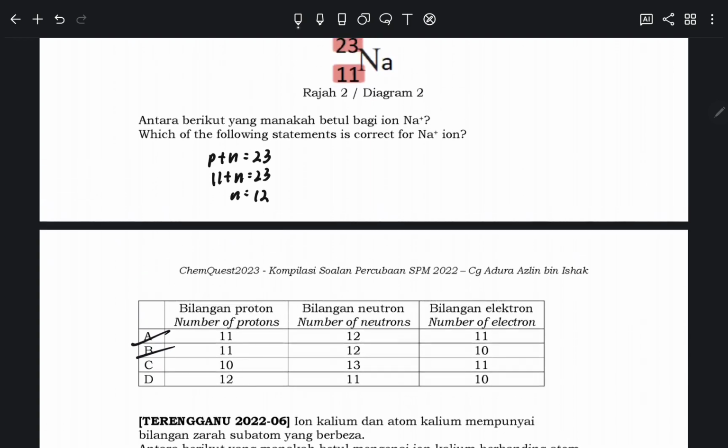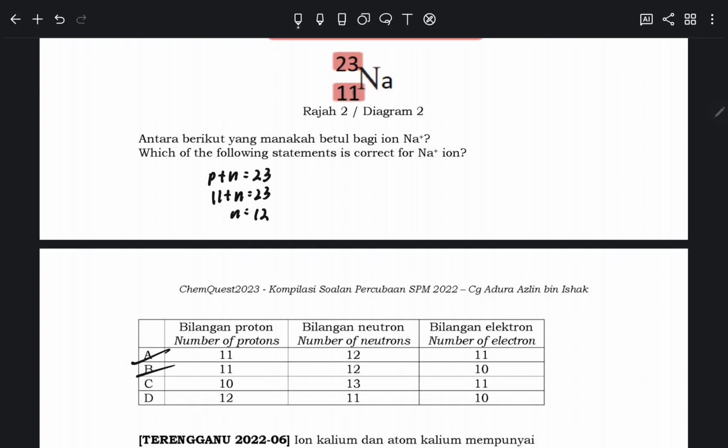Okay, then electrons. They say, which of the following is correct for Na plus ion. You see, they say Na plus ion. Ion, you know, they didn't say Na plus atom. So if atom, yes, correct, my proton and electron are the same. If ion, not the same. Ion means proton is not the same as electron. But if atom, proton is the same as electron. P equal to E.